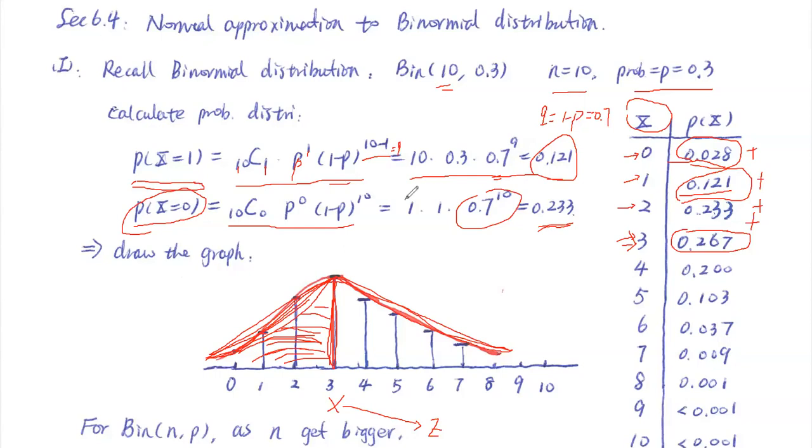Instead of doing it this way, where you have to remember the formula, plug in, calculate each one, and add them together, the other way is much faster. So the idea for this section is that we are using the normal distribution to approximate the binomial distribution. That's the key for this section.